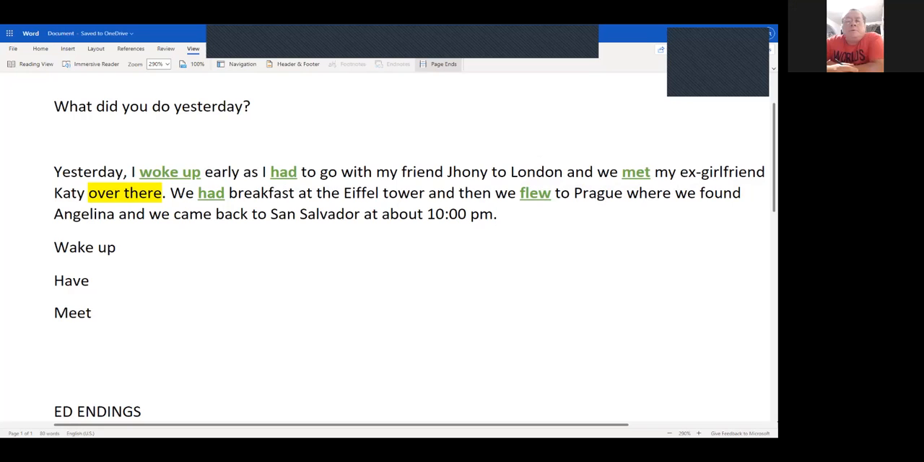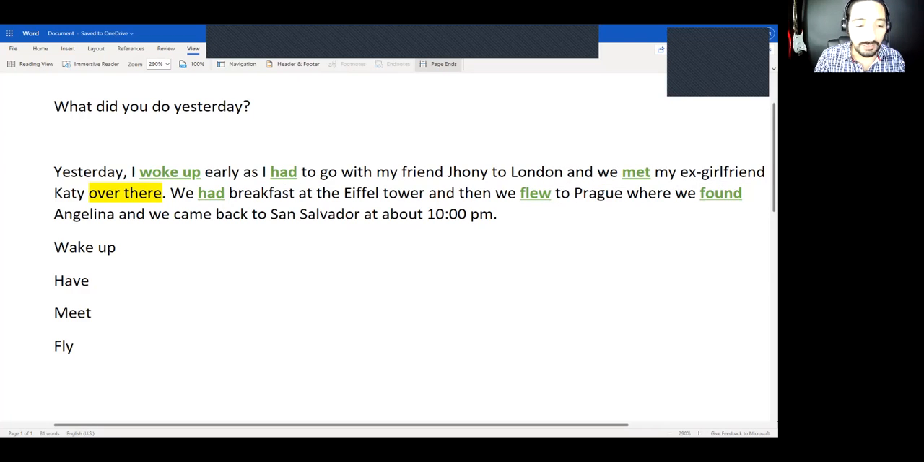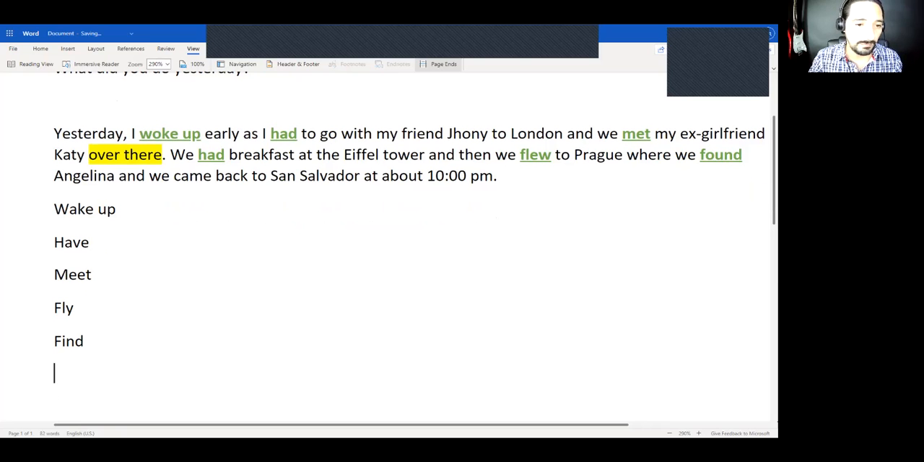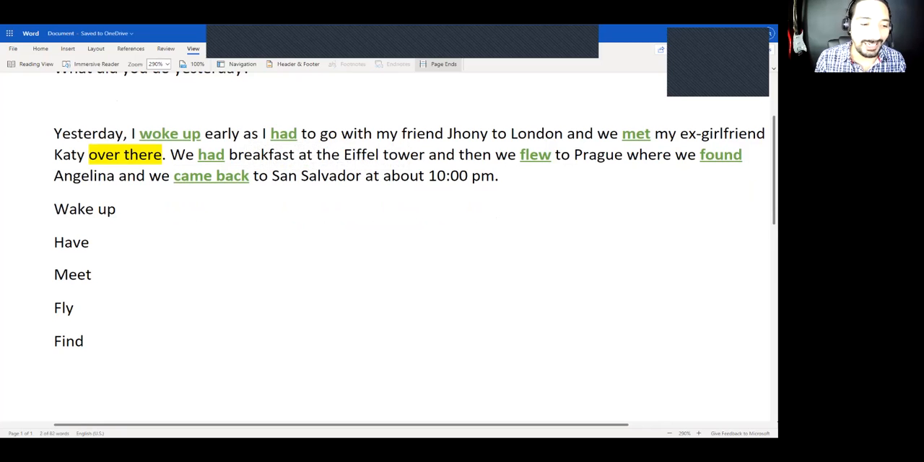Found. Oh, I didn't write it. I'm sorry. Flew. What is the present of flew? Fly. Excellent. And this, found, repeat, found. Okay, we found. What is the present of found? Find, excellent. Angelina, and we came back to San Salvador at about 10 p.m. What's the last verb? Came. Came back. What is the meaning of came back in English? To return to the original point of departure. Great job, Ricardo.